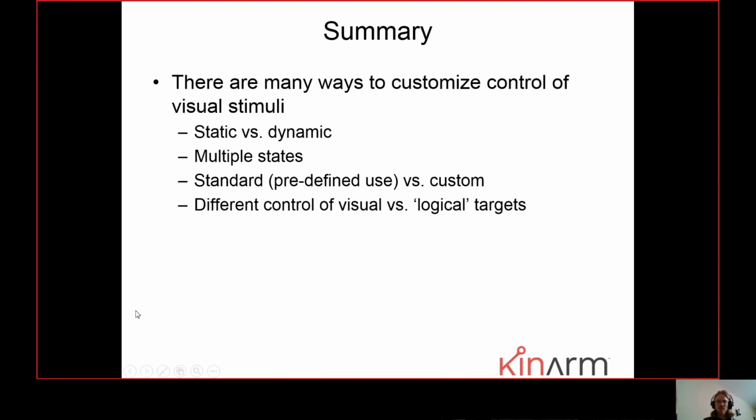All right. So to summarize, you've got lots of things you can do with the visual stimuli. You can have your static versus dynamic targets. You can have things changing state all the time. So you can have your targets change color when someone reaches them. You can do lots of interesting dynamic things. As you saw yesterday, you can show images. You have lots of control that way.